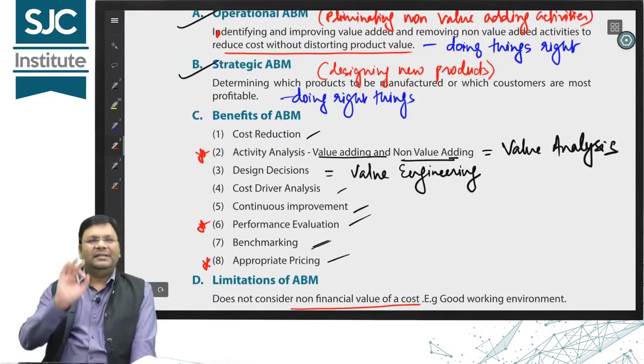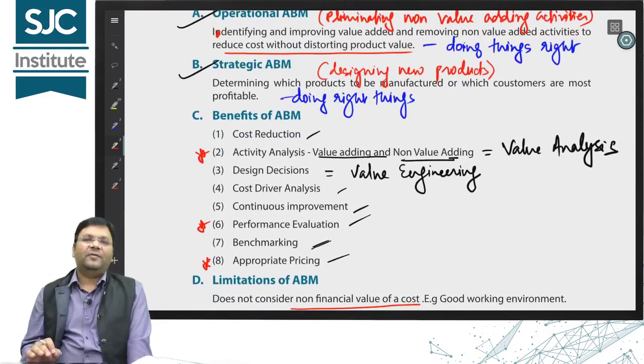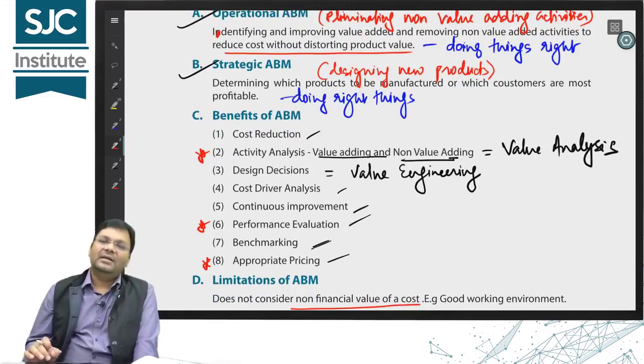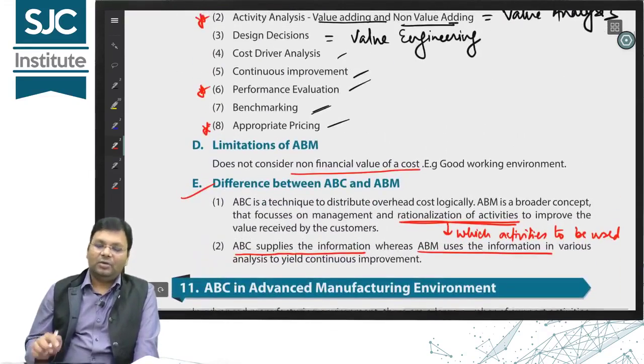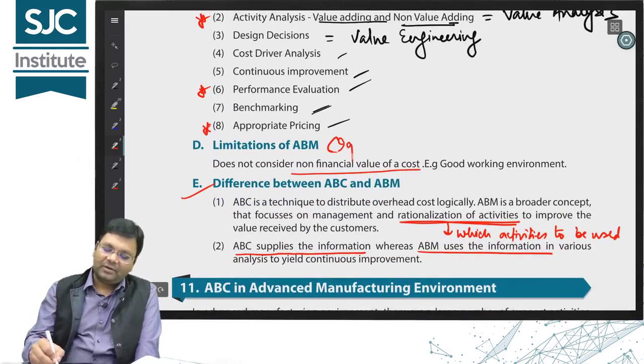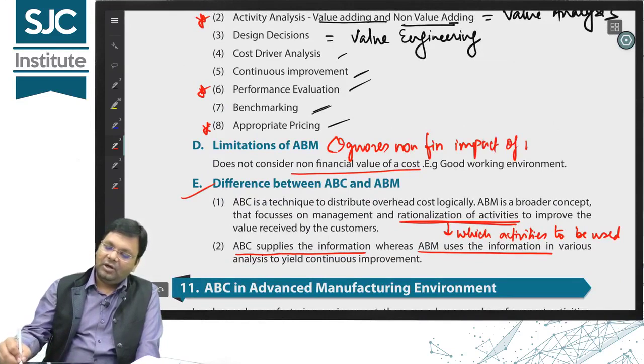Then benefits, three key benefits you should always remember: performance evaluation, value analysis, and pricing. Limitation is it ignores the non-financial impact of non-value adding activities. Non-value adding activities sometimes can have some other impact which we may ignore.